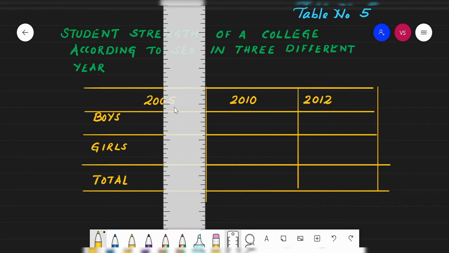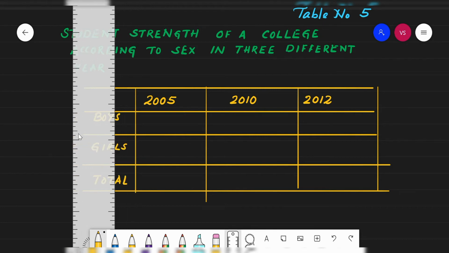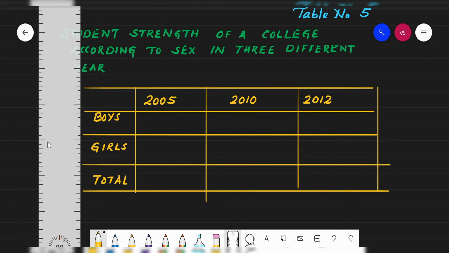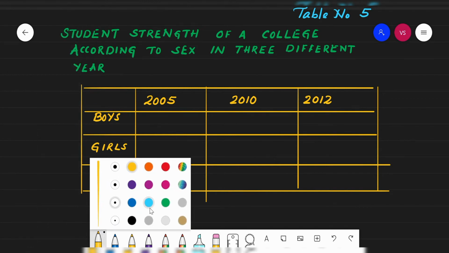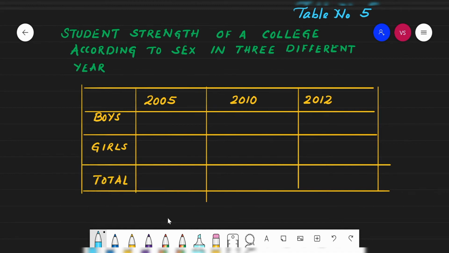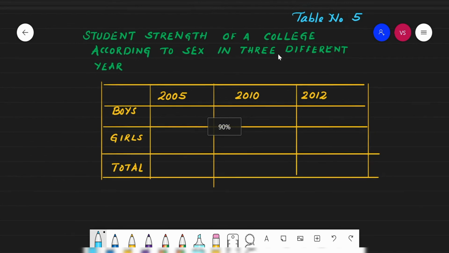How much ever it is possible for you to make it neat, please make it neat, students, because neatness always attracts the valuators. This is how we need to do it, students. I hope you have understood this. Now I will take a different color and enter the data. Is that clear? Okay, right.